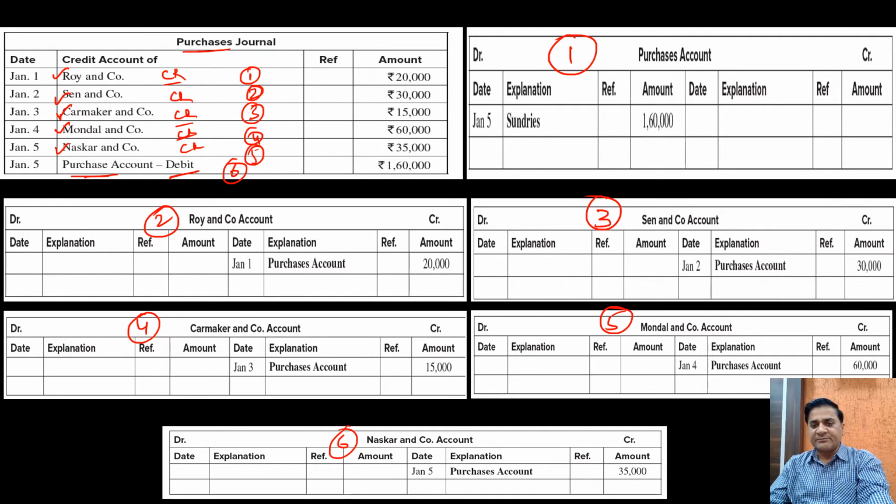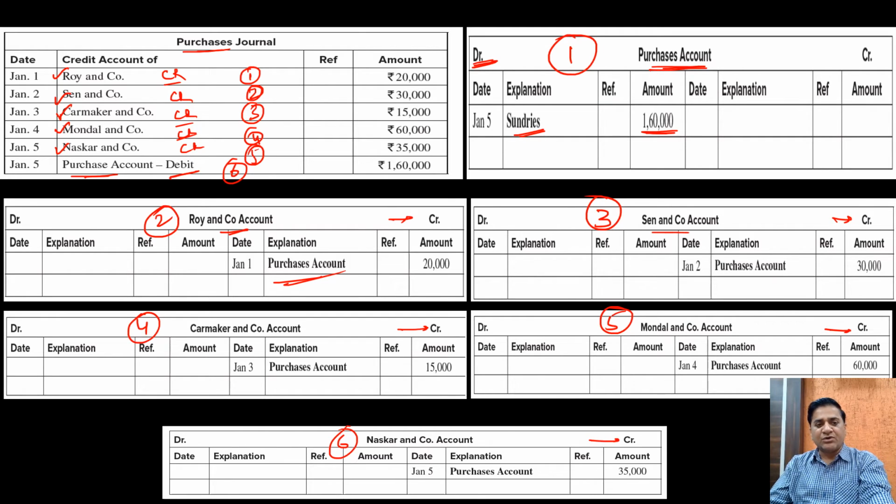Now if you look at the purchase account, we know that purchase account is always debited. The left side represents the debit side. On the debit side of the purchase account, I say to sundries, and the total of all this would be recorded on the debit side in the amount column. Similarly, we need to credit all the persons who have supplied goods to us on credit. So if you look at all the accounts, Roy and Company, recorded on the credit side. Sen and Company, recorded on the credit side. Mandal and Company, recorded on the credit side. Carmaker and Company, recorded on the credit side. Naskar and Company, recorded on the credit side.